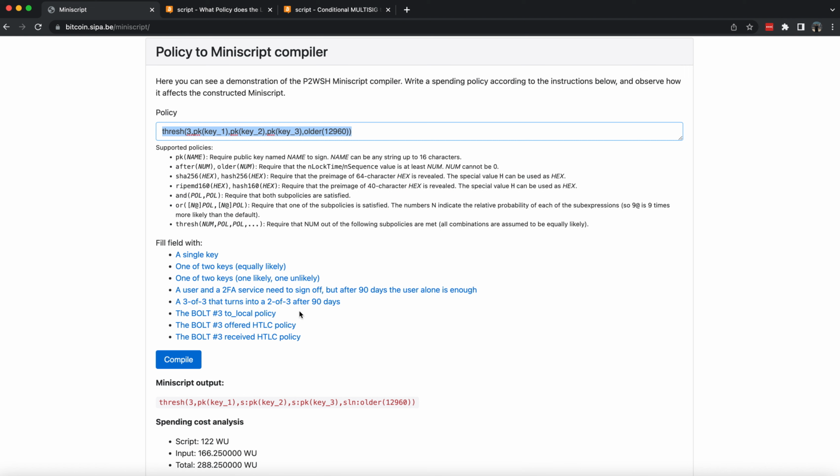The policy compiles down to Miniscript. So in this example, the Miniscript is here. It looks very similar to the policy, but as you can see, there's a few added tags, colons, and things like this. But it looks very similar to the policy. When you put a policy in there, you can change this. So you can change this to 3. Press compile, and you'll get the Miniscript output for the policy to Miniscript compiler.